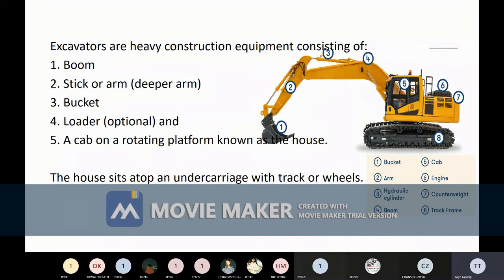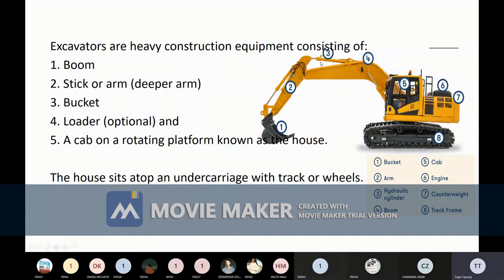So you see, excavators are heavy construction equipment consisting of boom, stick, bucket, cabin. You see, this is your number one. Number one here, bucket. You can see this is your bucket, small bucket, narrow bucket for digging purpose. Not like loader. Loader has a wide bucket because it is not used for digging. Number two is your stick or arm, or dipper arm, sometimes we call it.